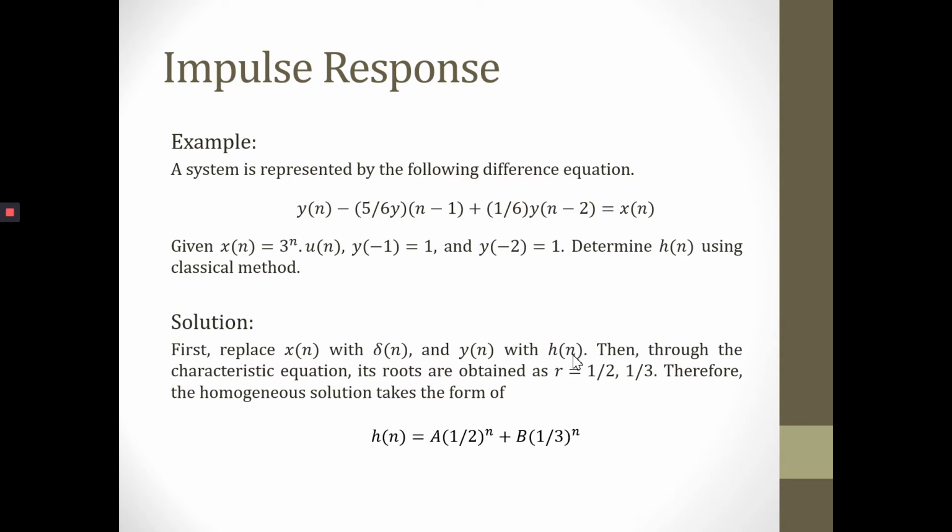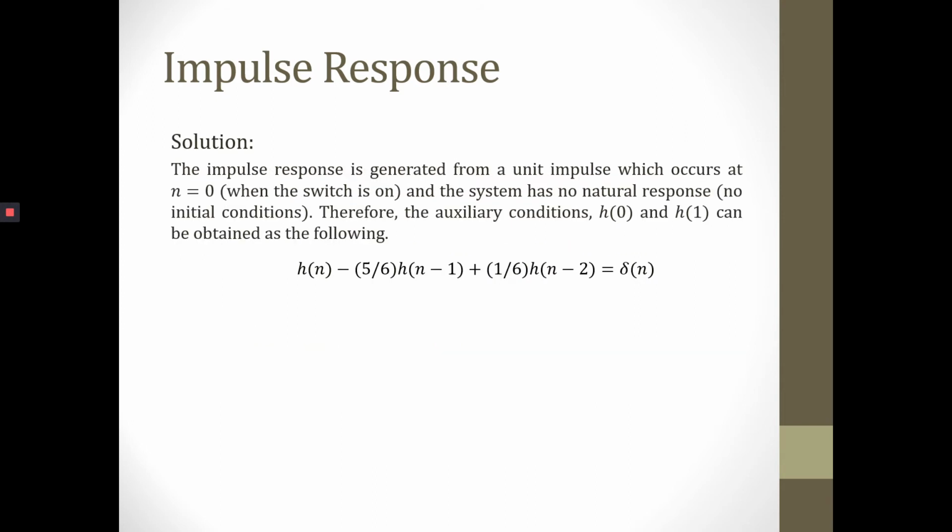From the characteristic equation determined previously, we have different real roots r equal to 1/2 and 1/3. Therefore, we have our homogeneous solution as this one, where we replace y[n] with h[n]. For zero state response, we assume that the initial conditions are 0. Therefore, we need to generate the auxiliary conditions for n equal to 0 and n equal to 1.